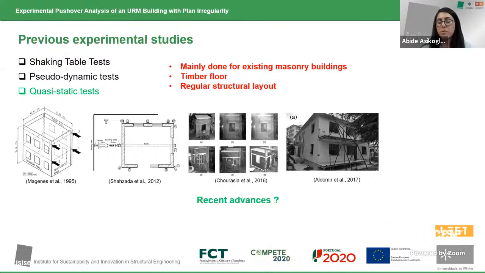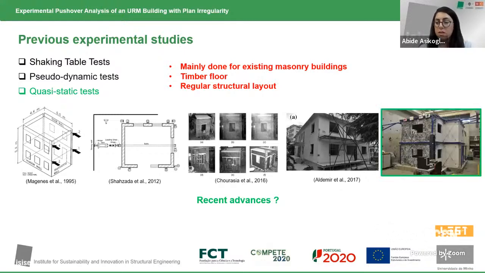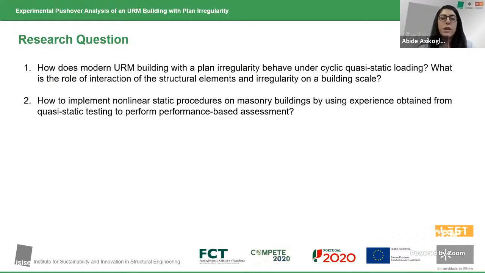So what are the recent advances? In this case, we have a half-scale, two-level unreinforced masonry building with a plan irregularity, which is subjected to cyclic quasi-static loading. And in this presentation, I will describe this project. But we have to answer two questions. First, how does a modern unreinforced masonry building with a plan irregularity behave under cyclic quasi-static loading? And what is the role of the interaction of the structural elements and irregularity on a building scale? And the second one is how to implement nonlinear static procedures on masonry buildings by using experience obtained from quasi-static testing to perform performance-based assessment.